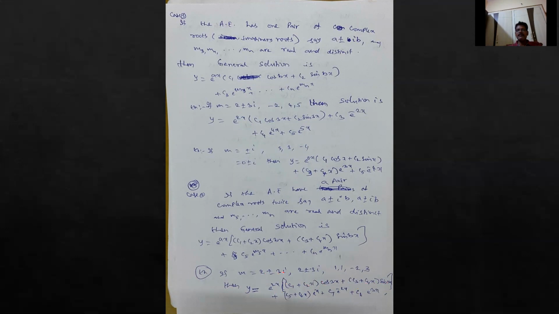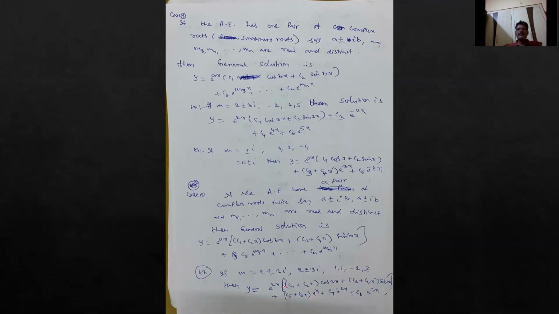One is 2 plus 3i, 2 plus 3i, 2 minus 3i, 2 minus 3i. So that's why you have to get four constants. And again, 1 repeated twice, it is a real number, so you can write (c5 plus c6x) e power x. And again, minus 2 and 3 are different. That's why you can write, normally by case 1, c7 e power minus 2x plus c8 e power 3x. This is the fourth case.